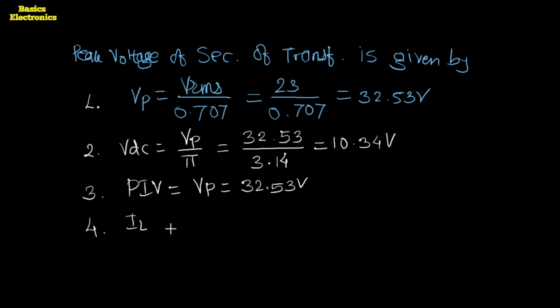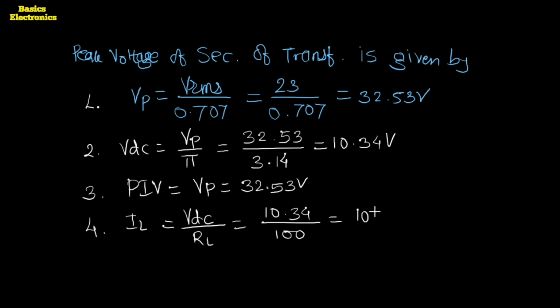Okay. After this, one more thing we have to find out, and that thing is the load current IL. IL is the load current flowing through the load resistor. So IL is the voltage across the load resistor, VDC, upon the load resistance RL. So its value is VDC 10.34 divided by RL, which is equal to 100.